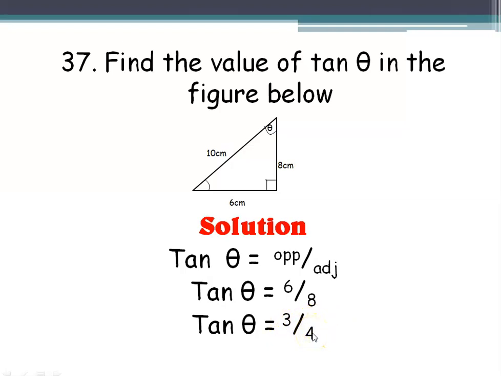But if you're asked to go further, you can change it to decimal, but this is what we are asked to do. Just put it in fraction form, 3 over 4. So tan theta is 3 over 4. Do you understand that? Alright.